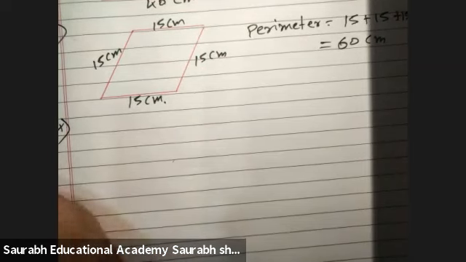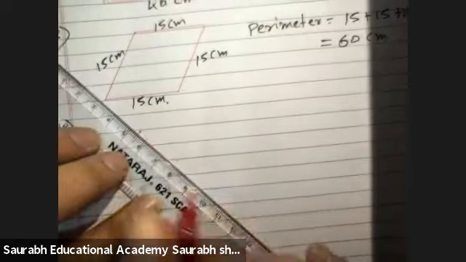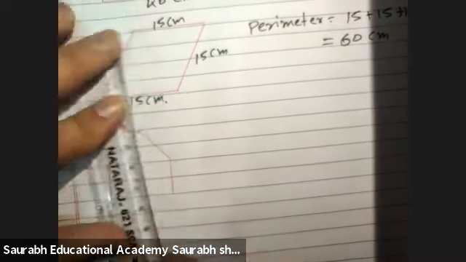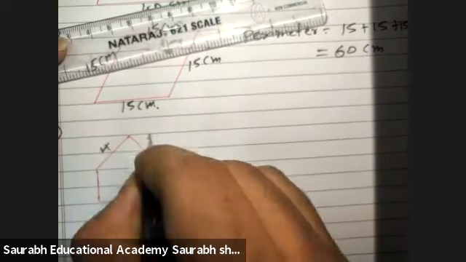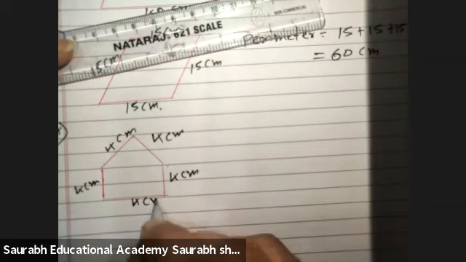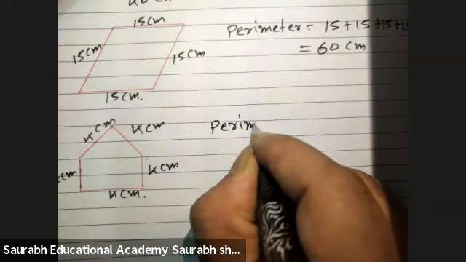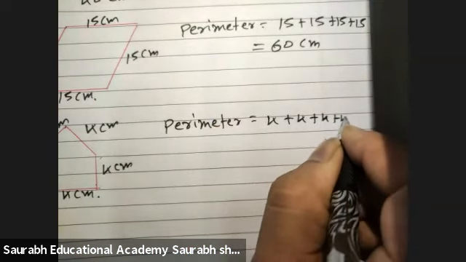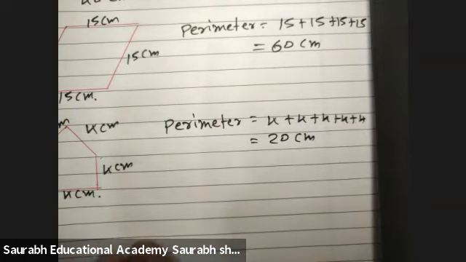Fourth one. It's a pentagon. Five equal sides. Pentagonal shape. Perimeter is equals to 4 plus 4 plus 4 plus 4 plus 4. 4 fives are 20 centimeter. 4 is taken 5 times.